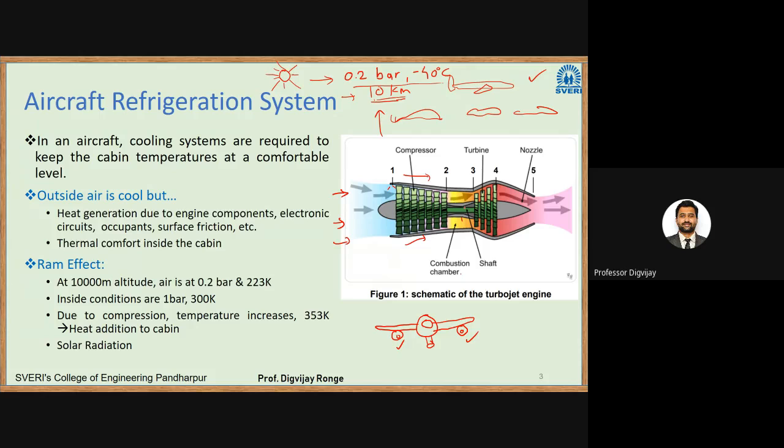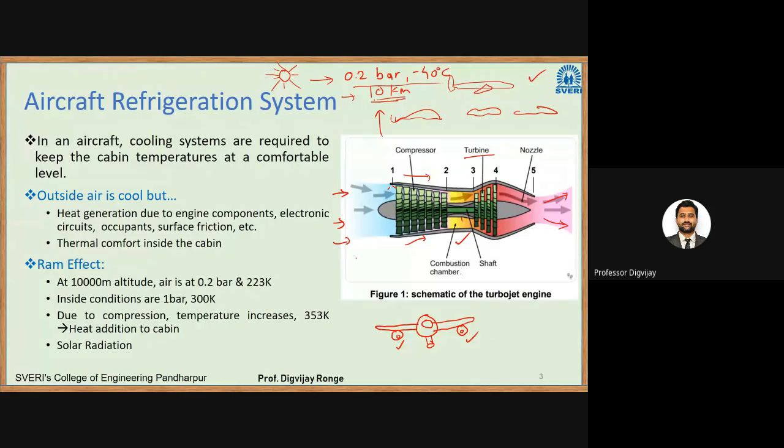So in the case of turbojet engines, we are using that high pressure air. We are mixing that with fuel. So combustion takes place in the combustion chamber. Then those hot gases are expanded isentropically in the turbine. So first we have the compressor, then the combustion chamber, then the turbine, and then the nozzle, and then the gases are sent back into the atmosphere through the nozzle.